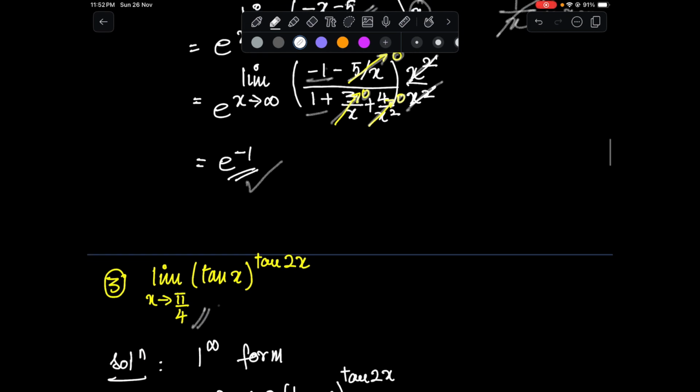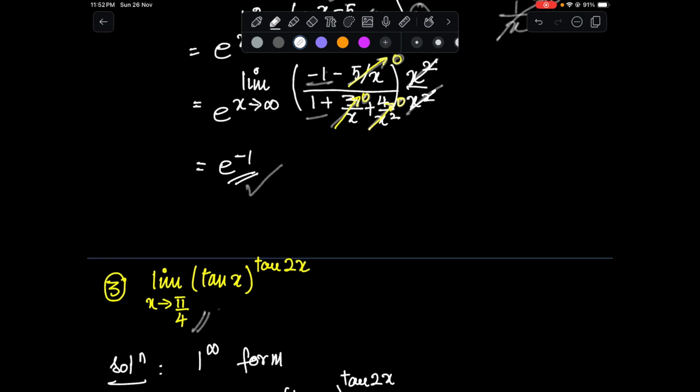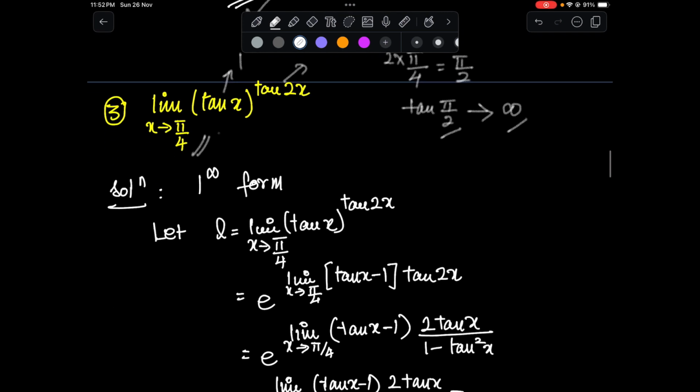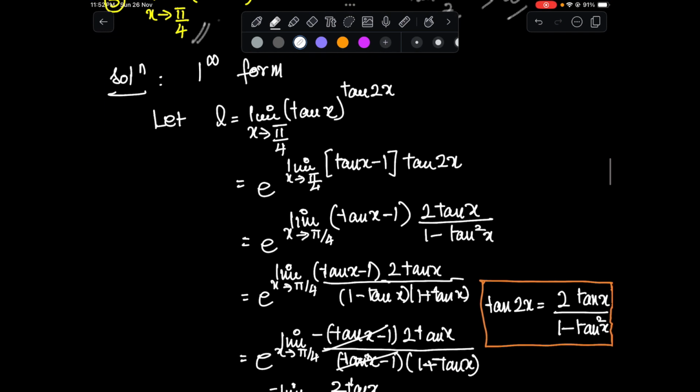Now when you apply the limit, where will tan x go to? It will go to 1, and this will go to 2 into pi by 4. What is 2 into pi by 4? It is pi by 2. And you know that tan pi by 2 goes to infinity, though the value is undefined. But the best part is, here we are concerned about tending to. So it tends to infinity. So you will get the 1 to the power infinity form. Now let's have a look at how we have done this problem.